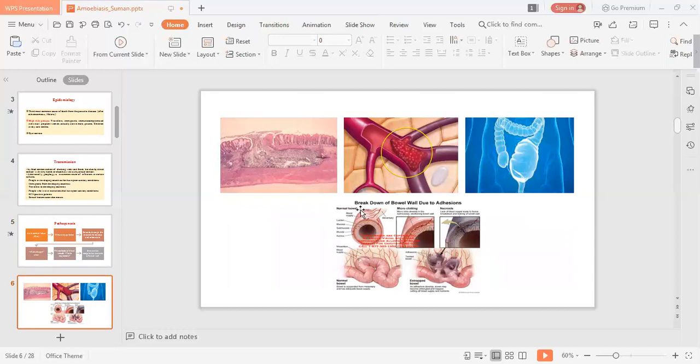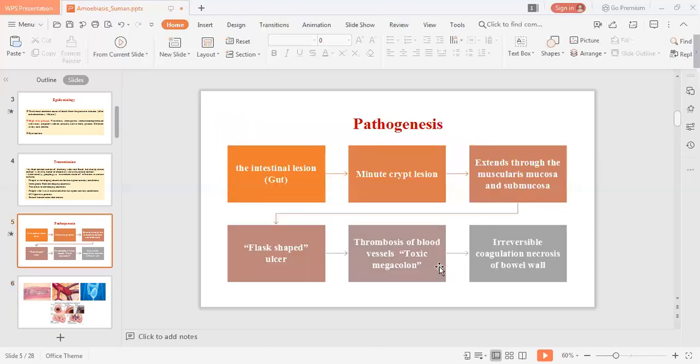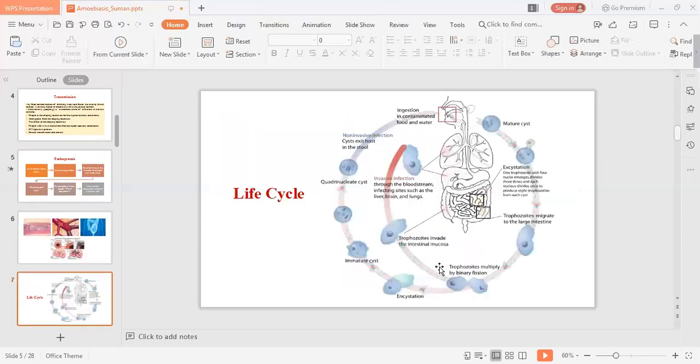Here you can see this is the normal colon, normal bowel, and this is the necrotic bowel. Here you can see necrosis because of non-availability of oxygen and food material. Here you can see necrosis of this particular segment of your bowel, and they are developing irregular coagulation necrosis of the bowel wall. So this is the pathogenesis of this particular parasite. Now I'm coming to the life cycle.